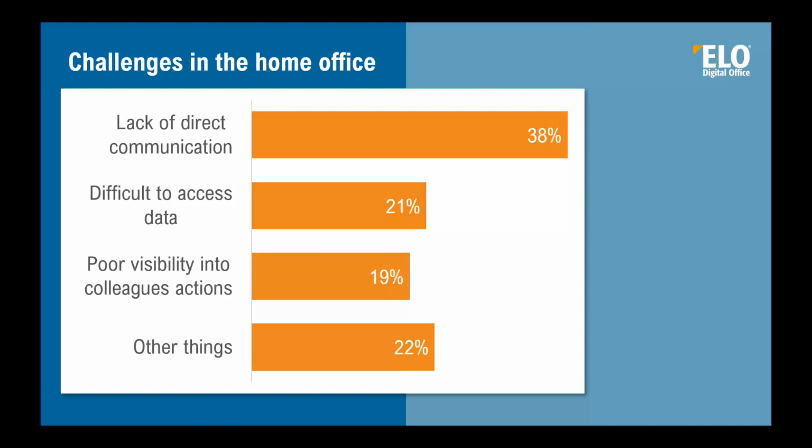38% of the people who were asked in this survey said that the lack of direct communication is one of the biggest challenges in the home office. And 21% said it's difficult to access data, and 19% said there is poor visibility into colleagues' actions. And that's the fact, it's my own experience. We were sitting at home in the home office, and direct communication was a big challenge for us to stay in contact and to know who does what in this time, because everybody sits at home, everybody has his workplace, and nobody knows what the others do. And to meet those challenges, you have to do something.